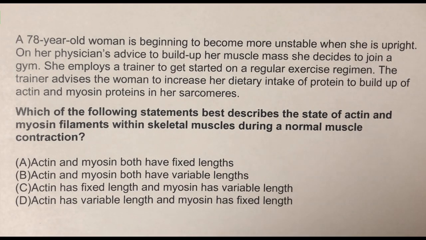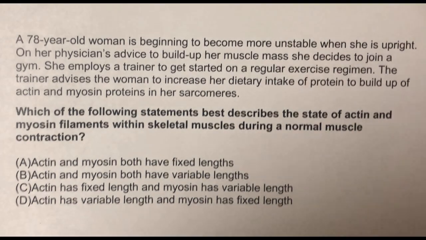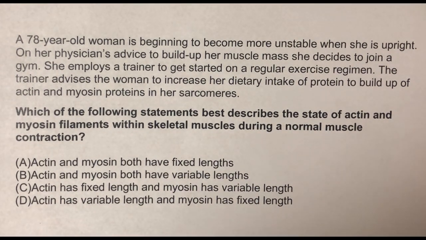A 70-year-old woman is beginning to become more unstable when she's upright. On her physician's advice to build up her muscle mass, she decides to join a gym. She employs a trainer to get started on a regular exercise regimen. The trainer advises the woman to increase her dietary intake of protein to build up actin and myosin proteins in her sarcomeres. Which of the following statements best describes the state of actin and myosin filaments within skeletal muscles during a normal muscle contraction?